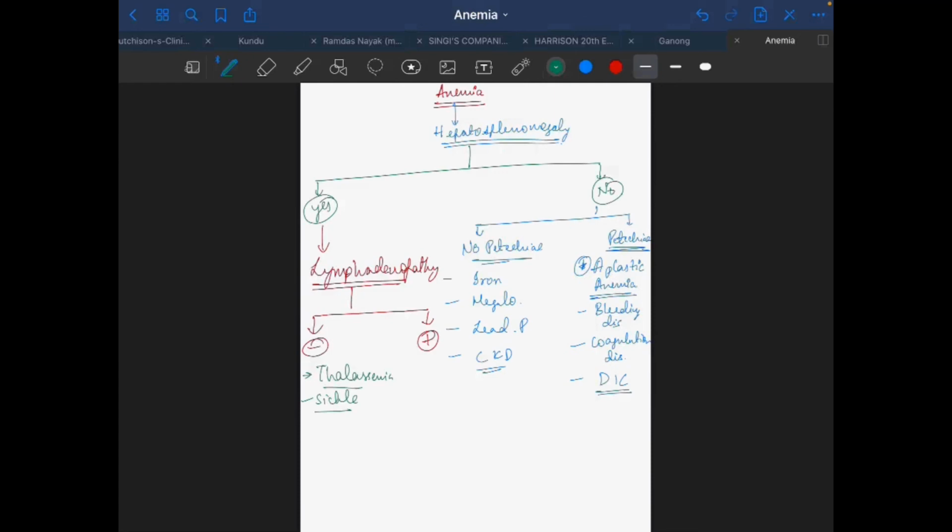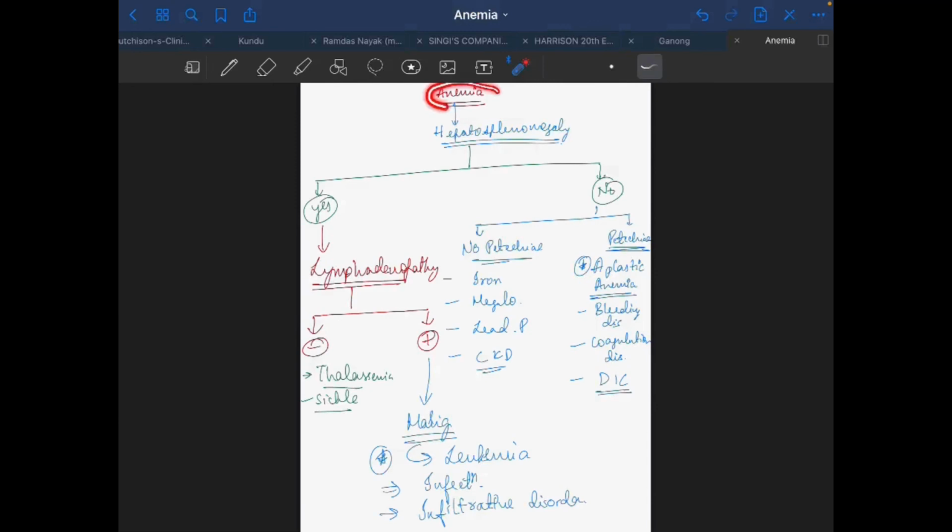If lymphadenopathy is positive along with hepatosplenomegaly, then you should think of malignancies such as leukemia. Main thing, this one. Or else you can also think of some infections and bone marrow infiltrative disorders. So this is the clinical approach to a child coming with anemia.